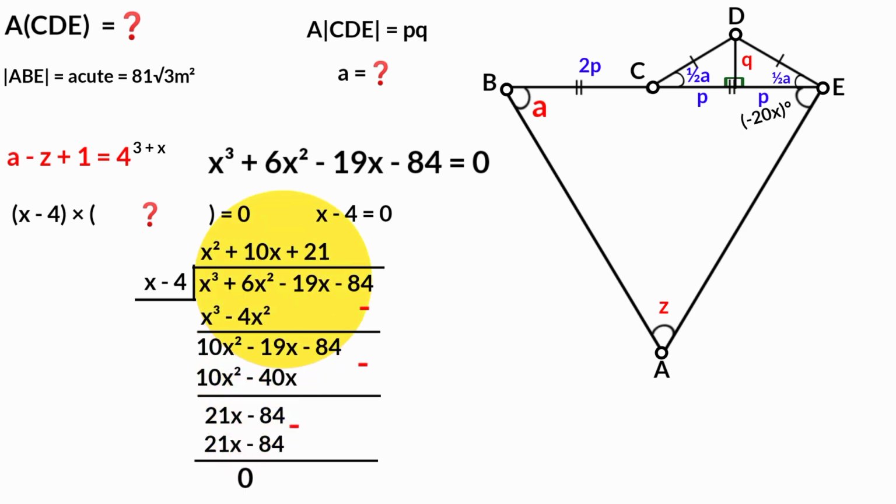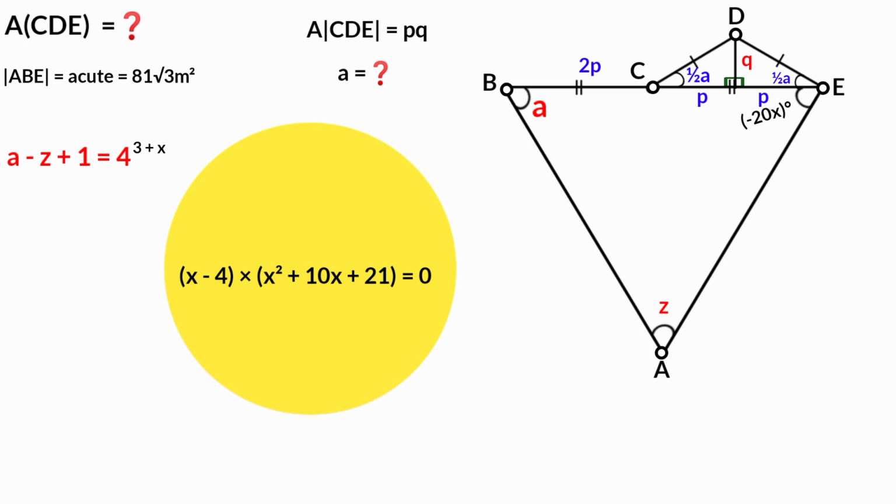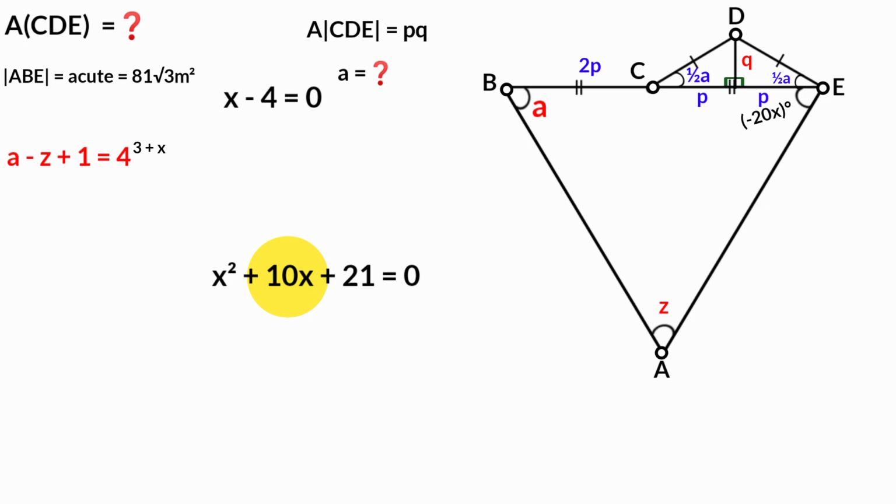So x cubed plus 6x squared minus 19x minus 84 divided by this x minus 4 is x squared plus 10x plus 21. So this is x squared plus 10x plus 21. Now x minus 4 open bracket x squared plus 10x plus 21 equal to 0. Therefore, either x minus 4 equal to 0 or x squared plus 10x plus 21 equal to 0. To solve this quadratic equation, we need two numbers that if you add them up will give us this 10x, and if you multiply them, they'll be equal to the product of this 21 and this x squared.